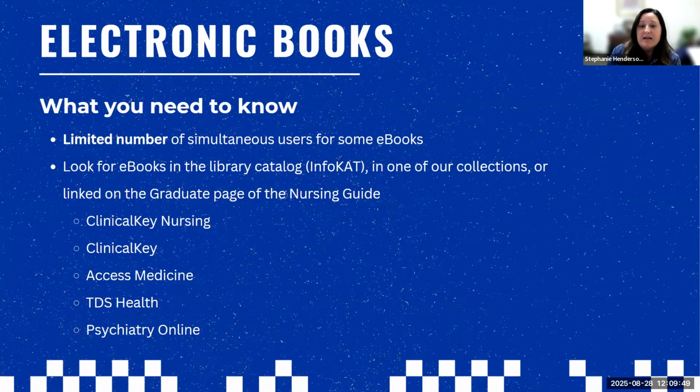We do have several larger ebook collections, so you can find particular titles in our library catalog, which is called InfoCat. That's a link on our homepage, or you can look in these collections. We have a ClinicalKey Nursing collection, and we have ClinicalKey. We do have AccessMedicine. We also have AccessEmergency Medicine. TDS Health has a lot of electronic books in it as well. And then our Psychiatry Online. We also have the LWW basic, I think it's the basic health sciences collection, and that one again has several books. A lot of these, if you're in medicine, are textbooks and cornerstone books for medical topics.